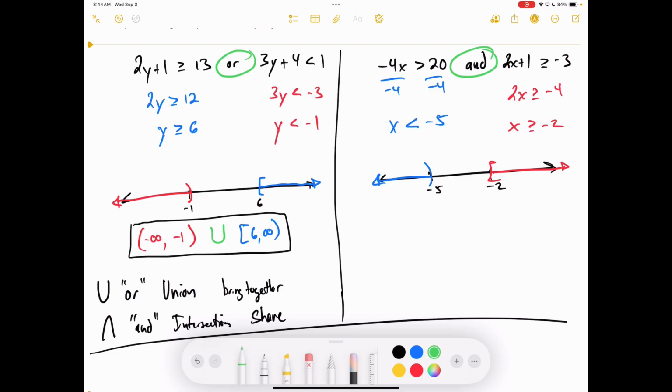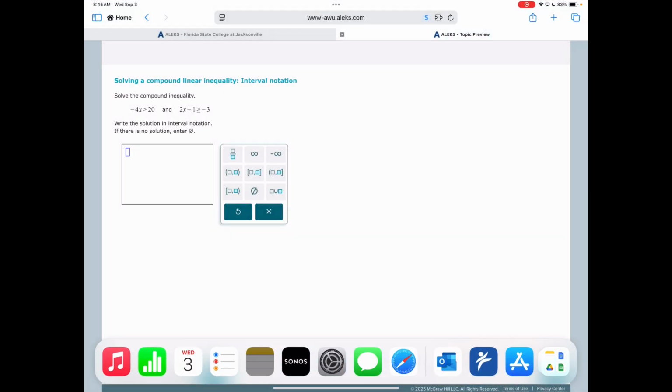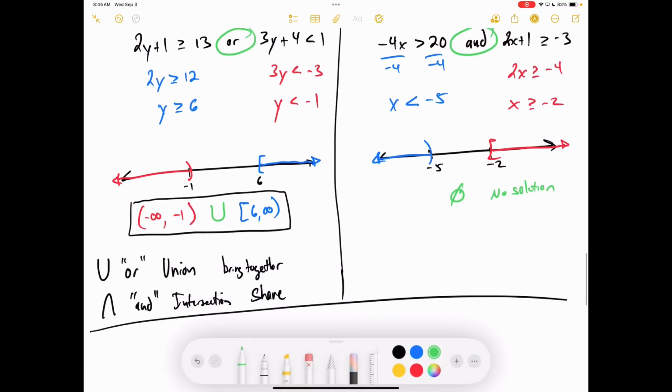Now I go back and I look at the and. The and is the intersection. So I want any spot where the red and the blue line are intersecting. Well, the red and the blue line do not intersect. So my answer for this is actually the empty set. There is no answer. It's like no solution. Okay. I think it said to write the empty set on that. Yeah. If there is no solution, do the empty set. Okay. So these have no intersection.